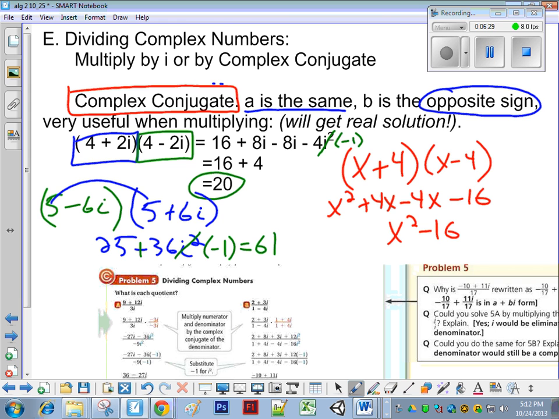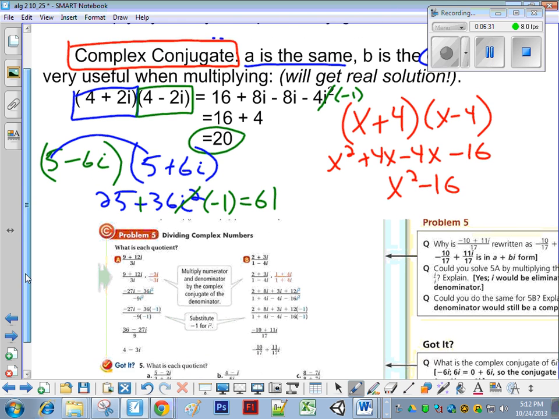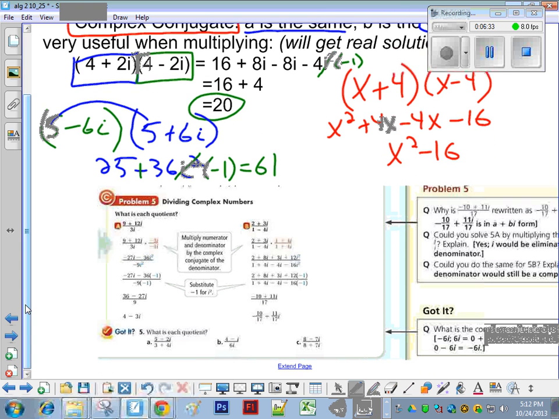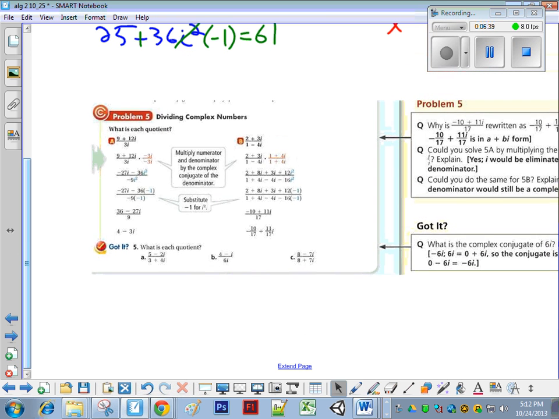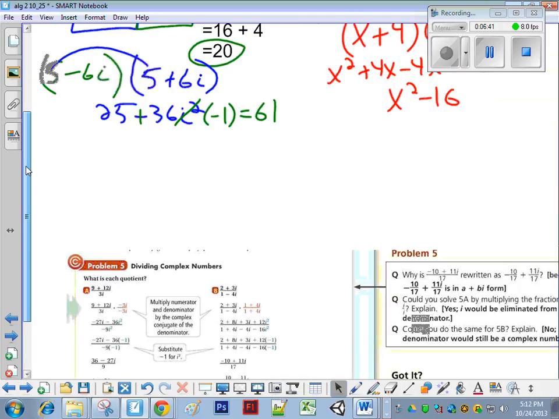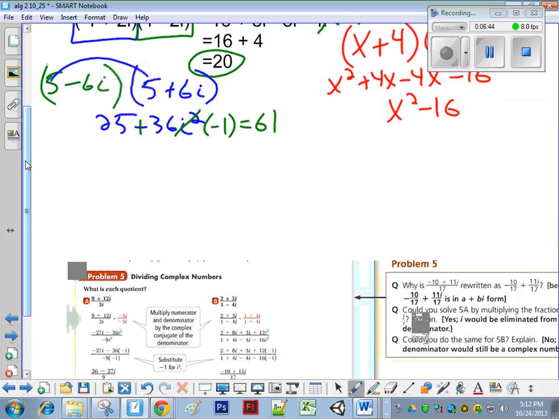So for the dividing part, we're looking for a shortcut method. Now what I'll do is show you a couple quick examples. If I want to find out how to divide something like this, 3 plus 4i divided by, let's say, 5i.